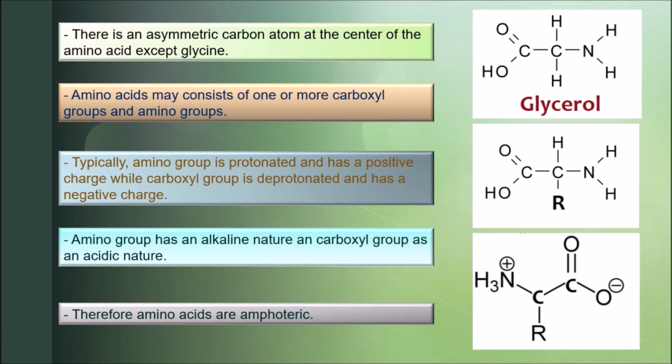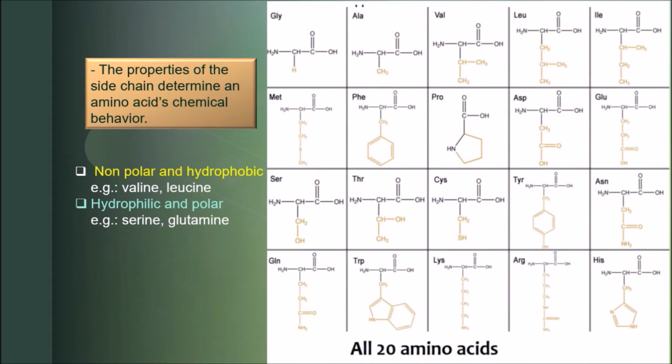The properties of the side chain determine an amino acid's chemical behavior, that is, whether it is considered acidic, basic, polar or nonpolar. Examples of nonpolar and hydrophobic amino acids are valine and leucine. Examples of hydrophilic and polar amino acids are serine and glutamine.